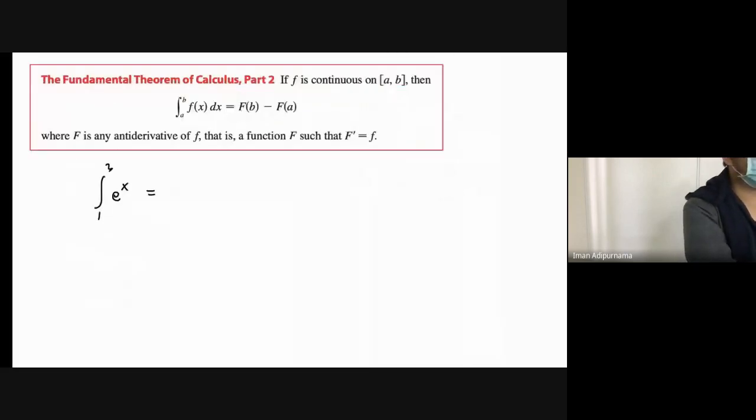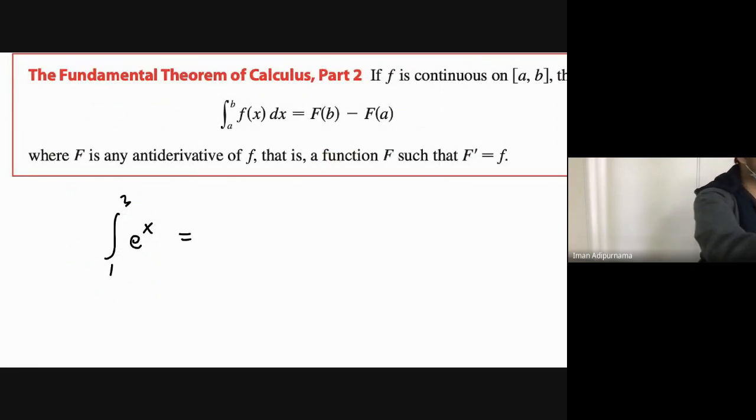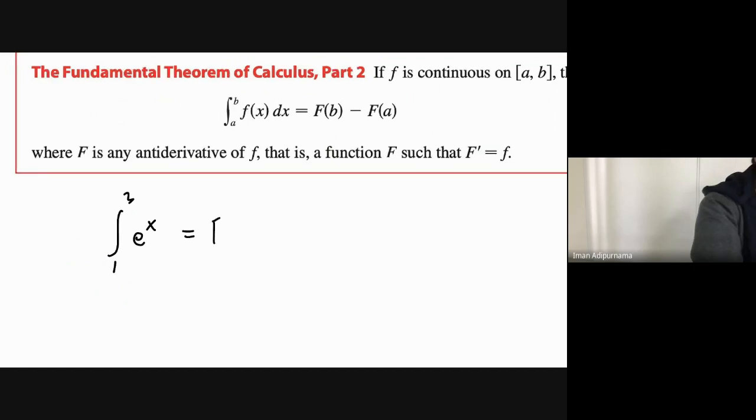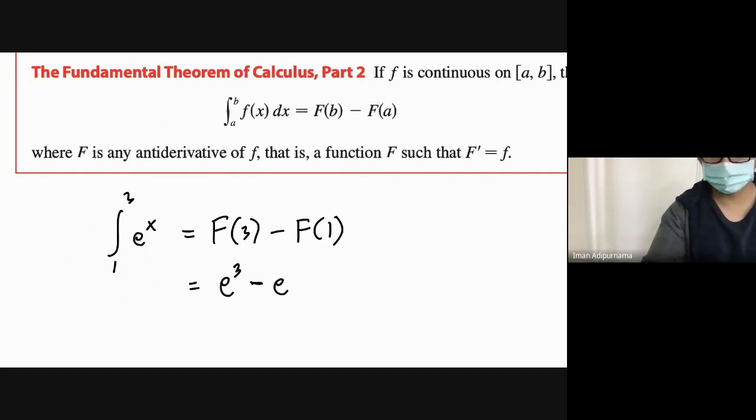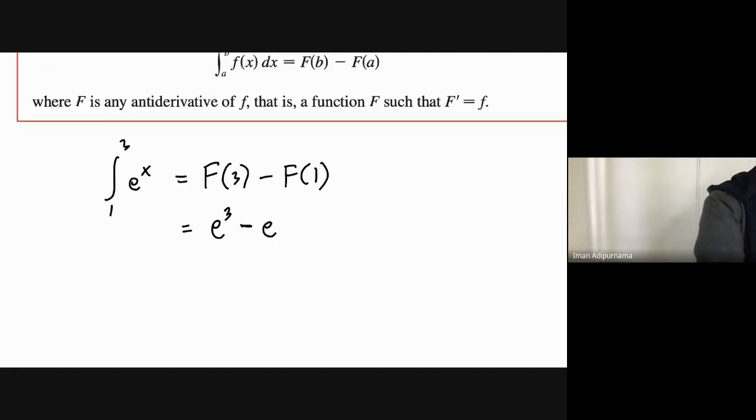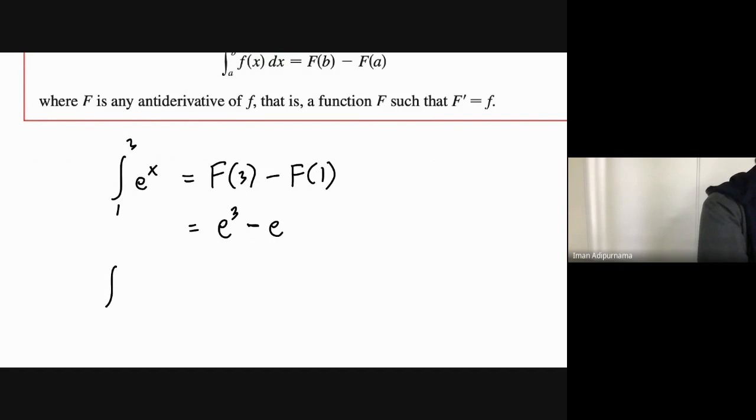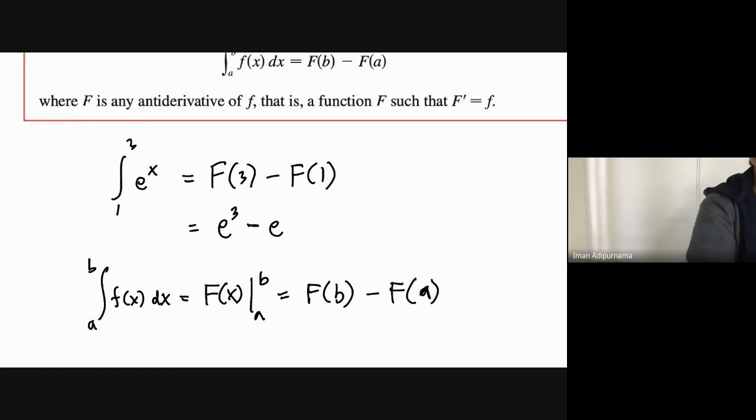The next part is about the net change theorem. This results in the antiderivative. Sometimes we use the notation of the antiderivative evaluated from A to B, or we can write this as F of B minus F of A. We can sometimes write the antiderivative like this.